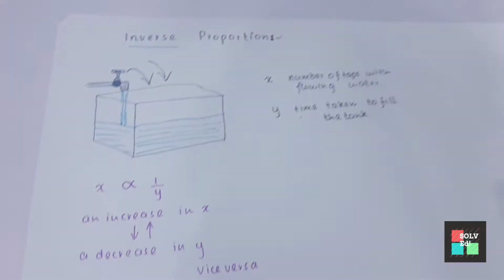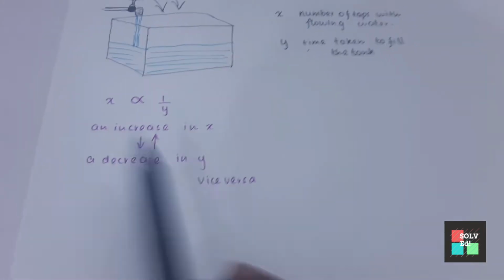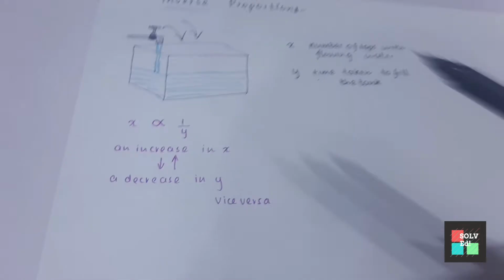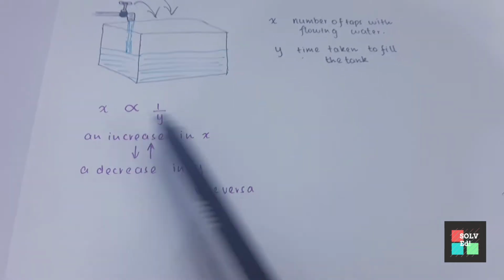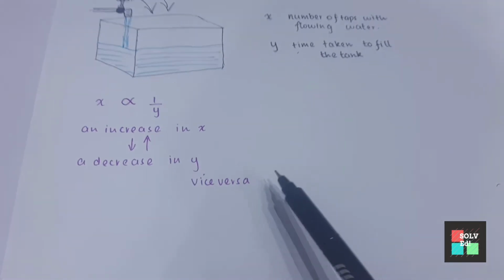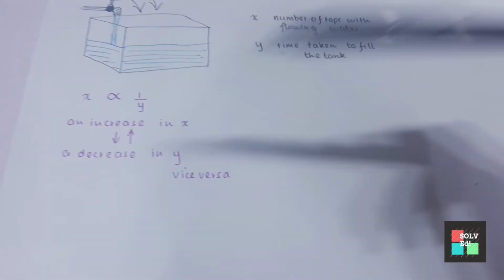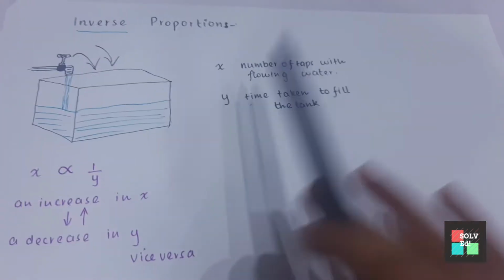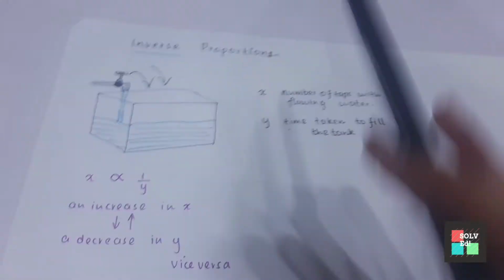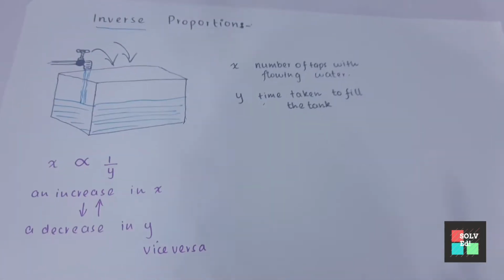In inverse proportion, it's opposite. An increase in x would cause a decrease in y. An increase in the first variable would cause a decrease in the other. A decrease in y can be interpreted as an increase in x, and vice versa. Say a decrease in x would cause an increase in y, and an increase in y could be interpreted as a decrease in x.